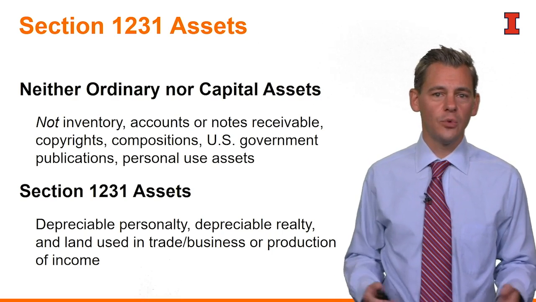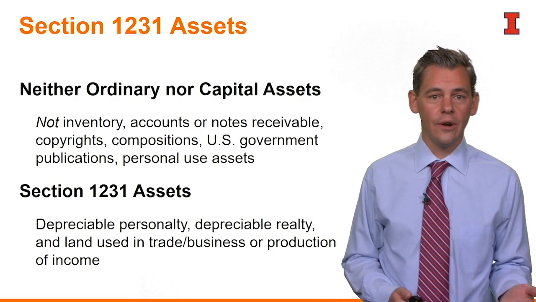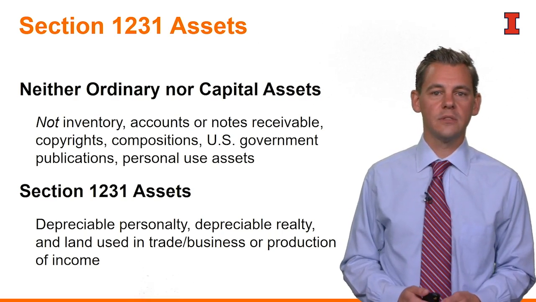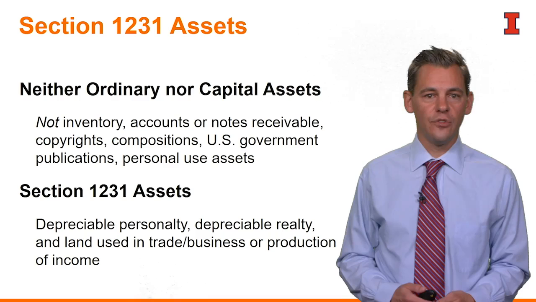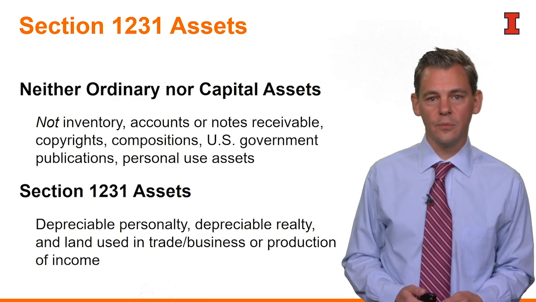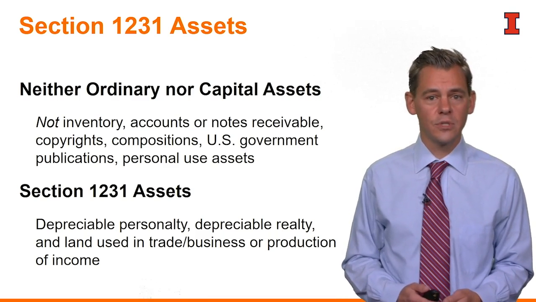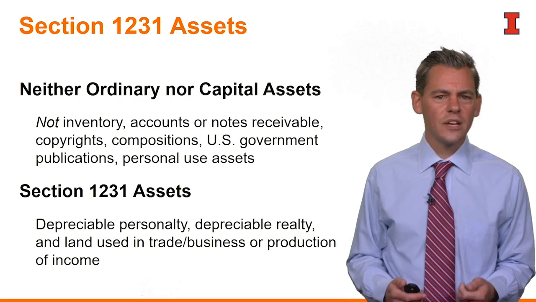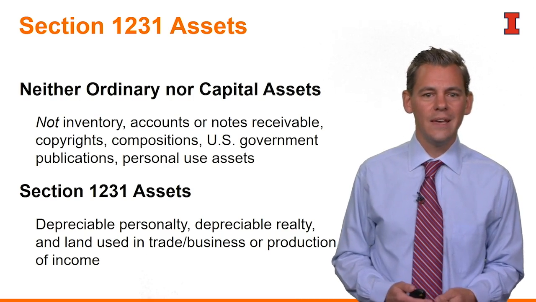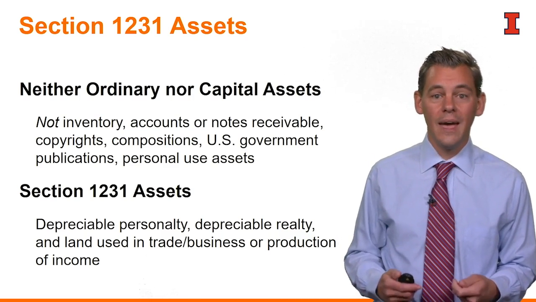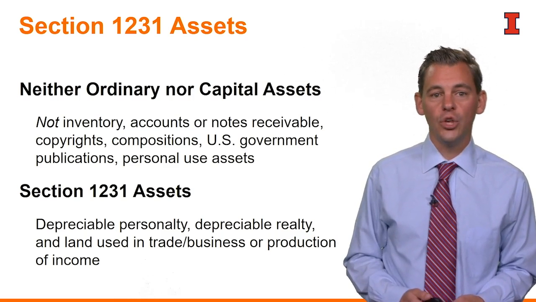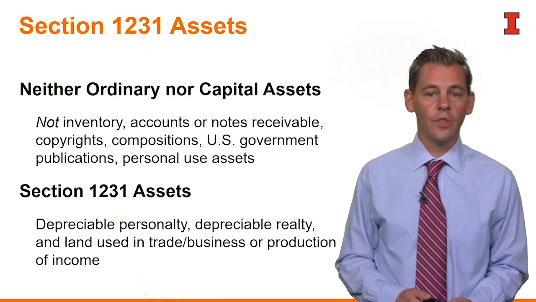So first, Section 1231 assets are neither ordinary assets nor capital assets. So they're not inventory, accounts receivable, or notes receivable, and not copyrights, compositions, U.S. government publications, or personal use assets. What Section 1231 refers to is depreciable personalty and realty as well as land used in a trade or business or for the production of income.